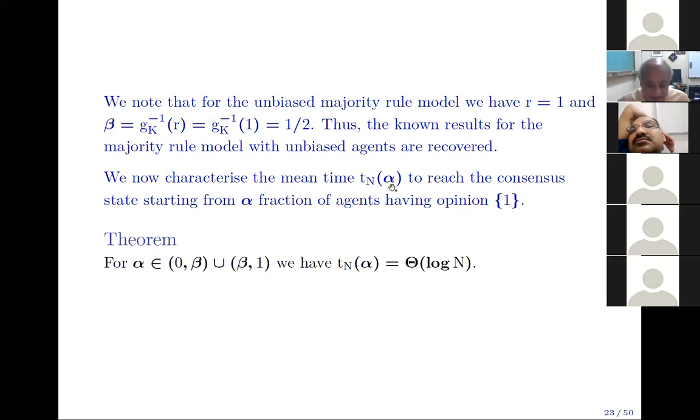And the mean time, remember, this is for the voter model, the mean time to reach consensus, starting with alpha fraction having opinion 1. So I'm saying consensus. The consensus could be at 0 or at 1. Okay. So for alpha between 0 and beta, then the consensus is at 0. That is, Tn(alpha) is again of the order of log N, and also for alpha bigger than beta. So the consensus time is of the order of log N, and it doesn't matter whether the consensus is at 1 or at 0.